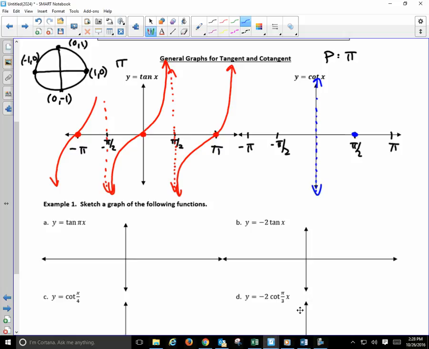Then I move along to pi. X divided by y. Negative 1 divided by 0, undefined. And sure enough, it will repeat itself on the other side. Cotangent is just slightly different. Instead of starting down and finishing up, it starts up and it finishes down.